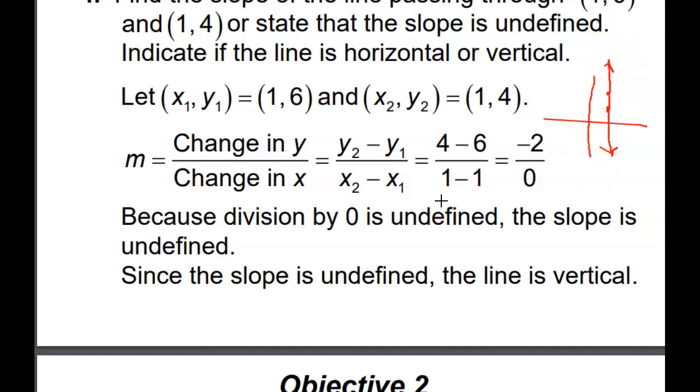Okay, that's all we have for calculating slope, and those are the 4 ways it could come out: positive, negative, 0, or undefined. You should be able to go and start those homework problems now, and I'll see you next time.